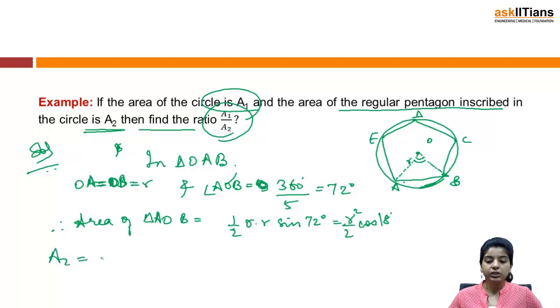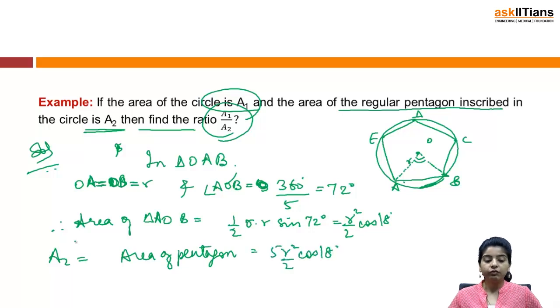and A2, the area of the regular pentagon inscribed in the circle, would be 5 R square by 2 cos 18 degrees, right? This was the area of just this triangle AOB. So the area of the pentagon would be 5 times this. So 5 R square by 2 cos 18 degrees.